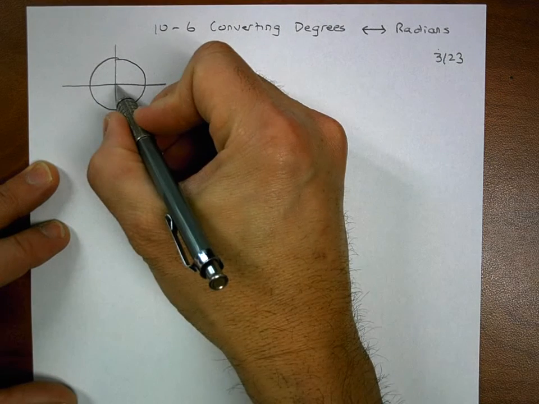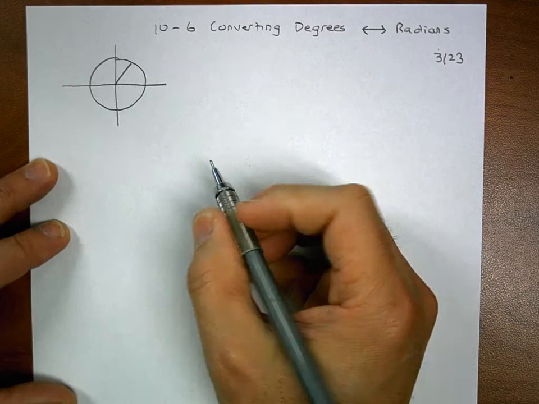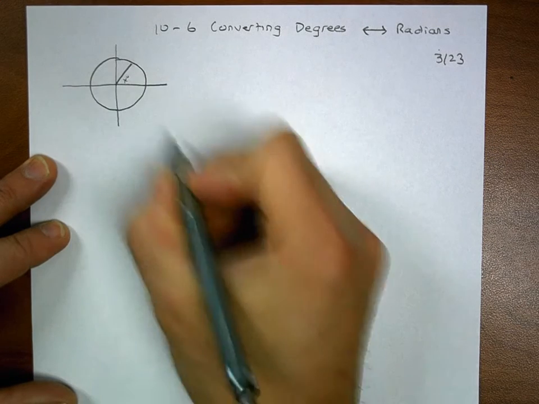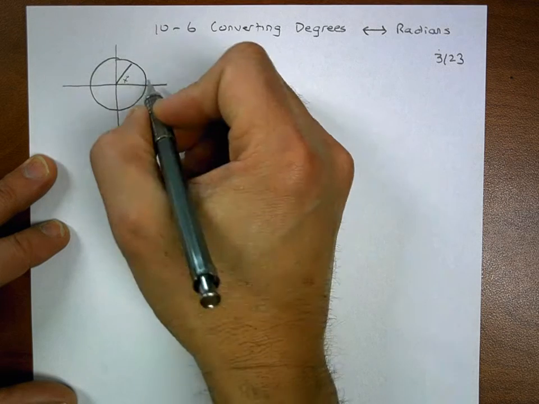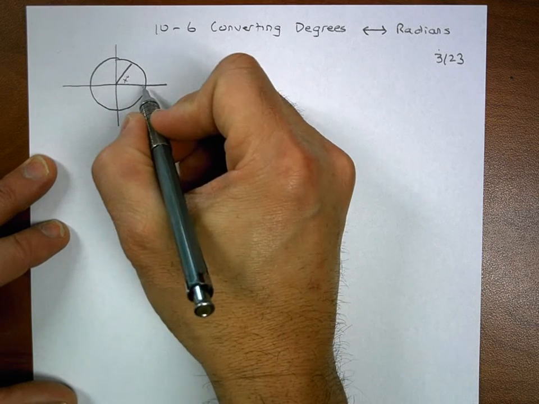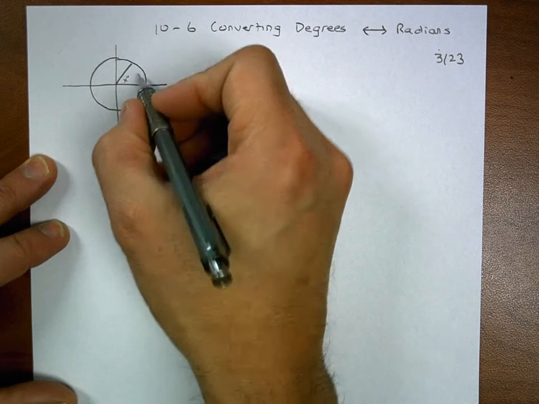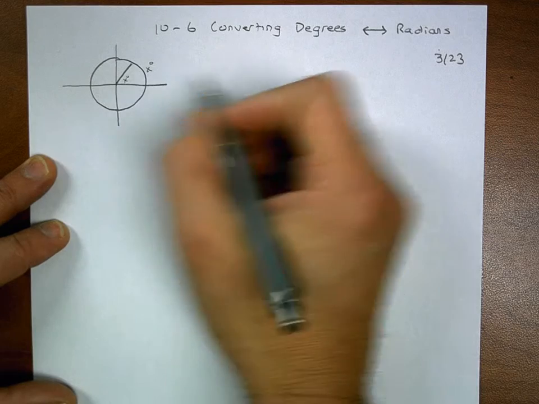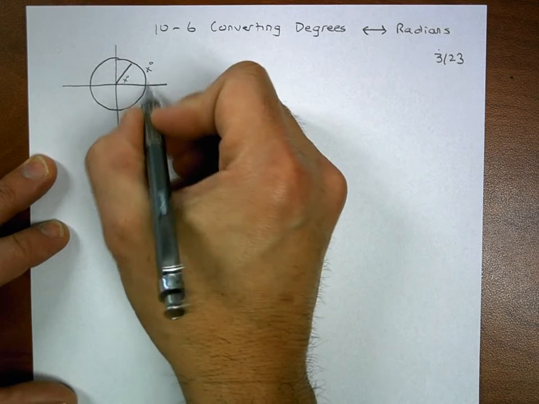Okay, and then go ahead and draw an angle in there. If this is x degrees, that's x degrees. In geometry or math 2, if this is a central angle, this arc is also x degrees. Right? Okay, radian measure, though, is a length.